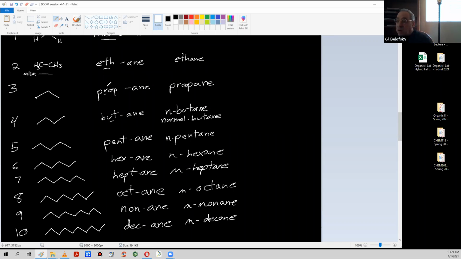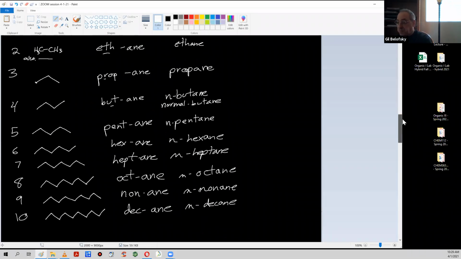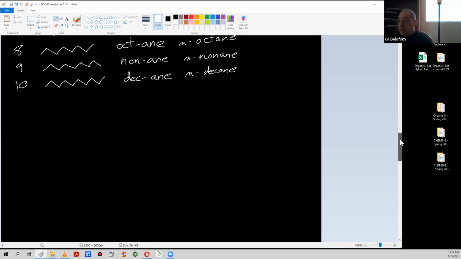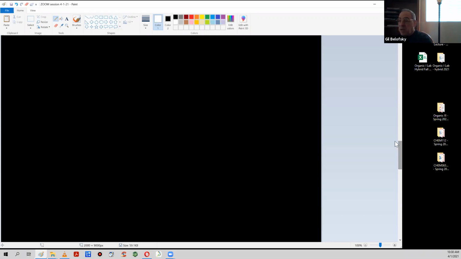The main thing here is to recognize the prefixes: 1 carbon, 2 carbons, 3 carbons, so on. Meth, eth, prop, but, pent, hex. We're going to use these again. So the other thing here in naming, basic naming, is let's say we have a hexane. 1, 2, 3, 4, 5, 6.